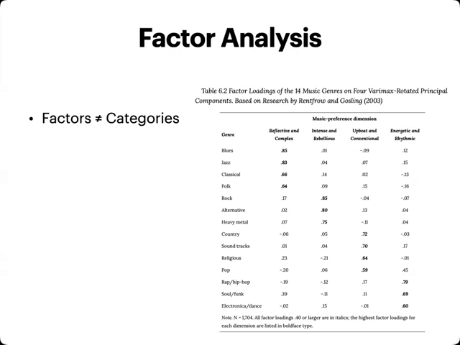Instead, factors are independent constructs, meaning that someone with a high extroversion score can have a low conscientiousness score or a high conscientiousness score. Similarly, a person who enjoys reflective, complex music might or might not enjoy intense and rebellious music. In addition, factor analysis reveals only the underlying structure of the variables.